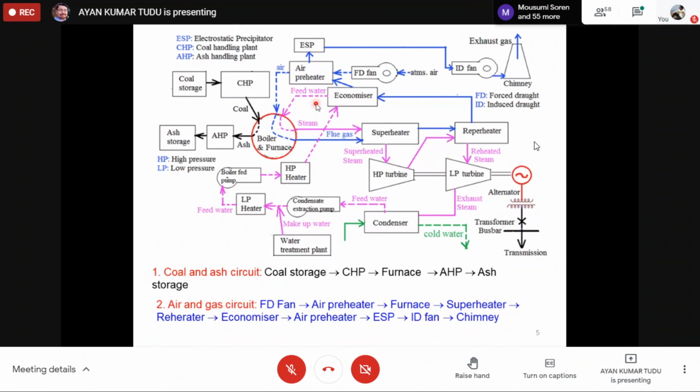Otherwise there will be a huge temperature difference inside the boiler. Okay, it may lead to some accident. That's why the temperature of the incoming air and the incoming feed water has to be increased.